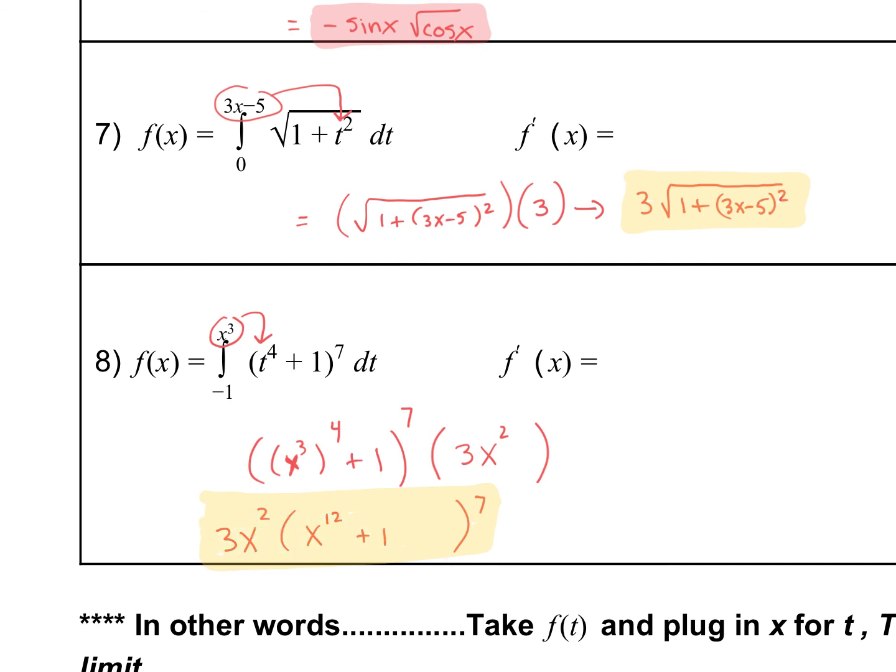Okay, so Fundamental Theorem of Calculus Part 2. We are taking the derivative of an integral. We are finding the rate of change of area. First step, you plug in your upper limit everywhere you see t into your integrand. And second step, you multiply everything by the derivative of that limit.